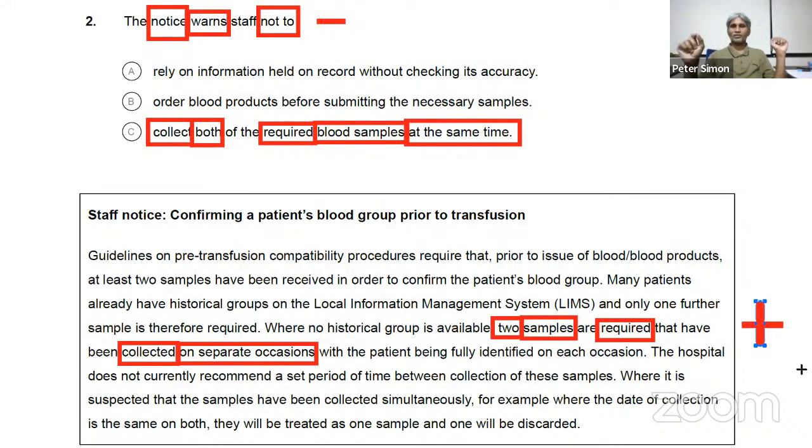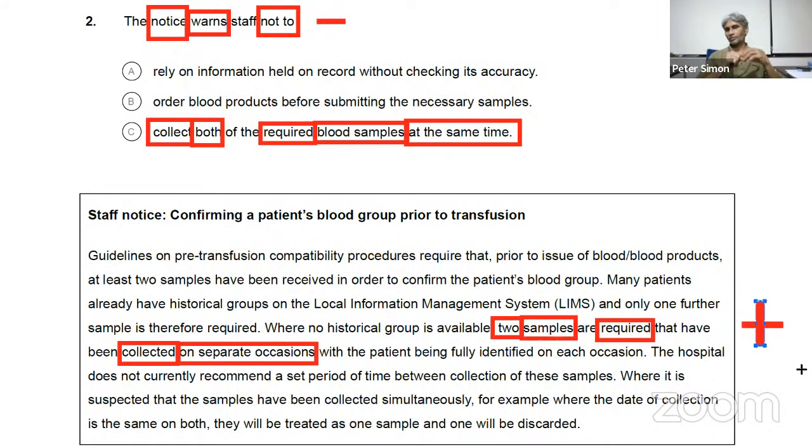Same occasions? No, separate occasions. Collect samples on separate occasions. That means do not collect on the same occasions. Same occasions means at the same time. Same occasion, no, separate occasion. Collect, do not collect. They are opposite, and here the negative sentence makes the same meaning.